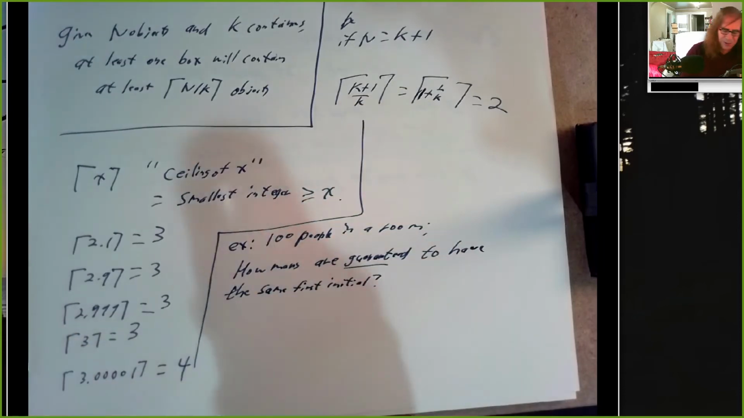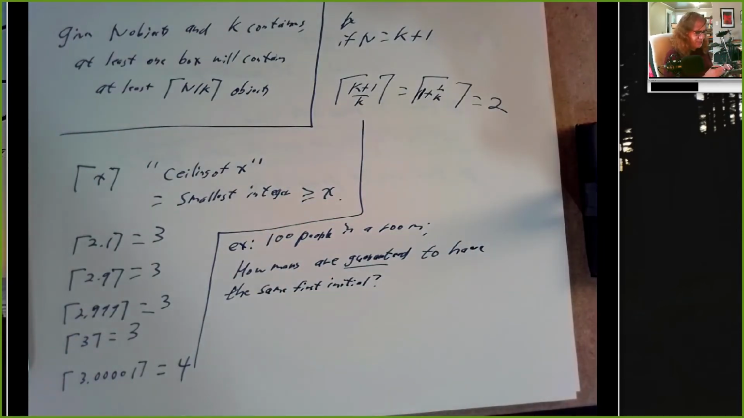And this is language you'll see a lot around pigeonhole principle problems. How many are guaranteed, or how many can you guarantee will have the same first initial? We don't know the names of these people, so we don't know exactly how many people have the same first initial, because it could be a convention of the "my name starts with X" club, and all 100 people might have the same first initial X, right?